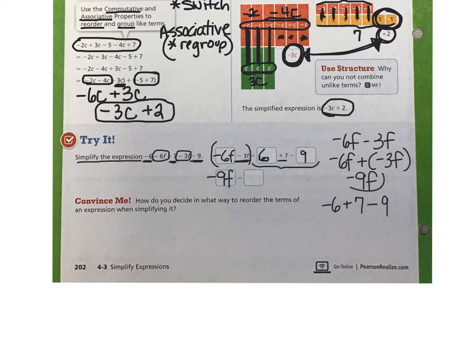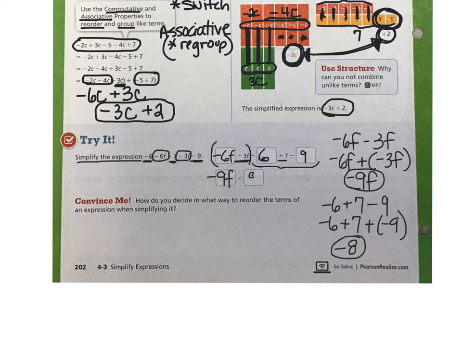So again, we're going to keep the first number. We have addition with the second number, so we're going to leave the addition. And then we're going to change the subtraction from minus 9 to plus a negative 9. Now we can enter those numbers into the calculator. Okay, if you don't know that answer, then go ahead and enter negative 6 plus 7 plus negative 9. And you should get a negative 8.